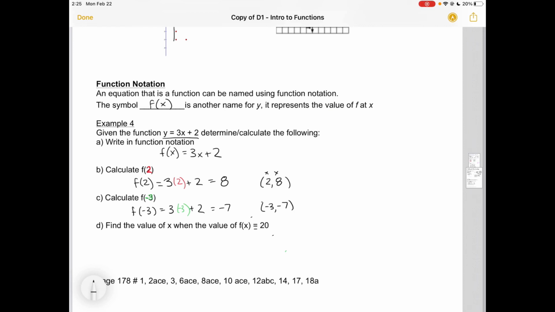We can also find the value of x for a particular function value. So we're asked to find x when f(x) = 20. This is like saying y = 20. Find x. So now I'm solving a two-step equation. I'm going to isolate x using opposite operations and find that x = 6. If I were to interpret this graphically, the point on the graph would be (6, 20).